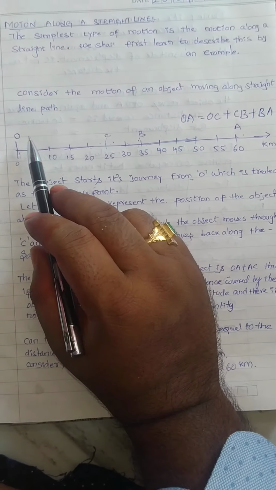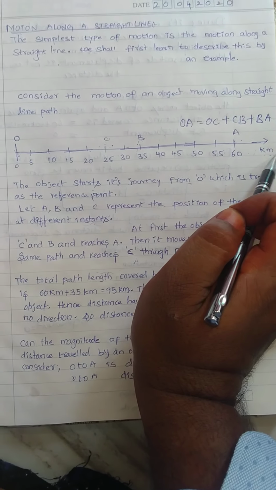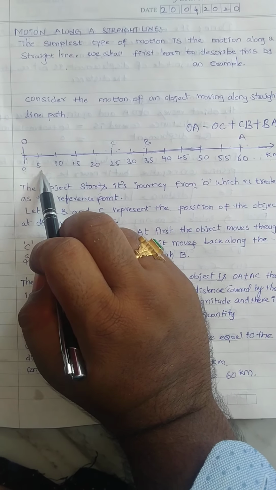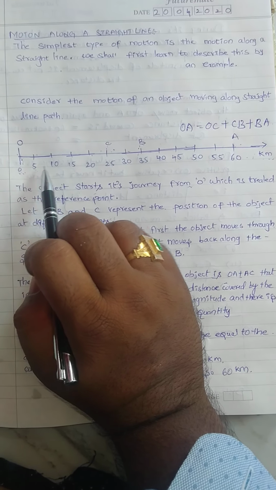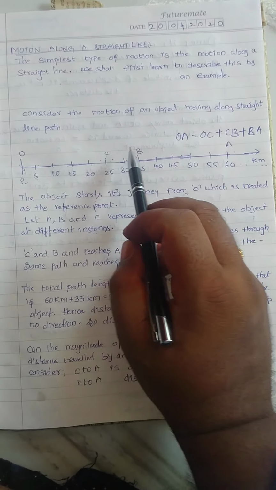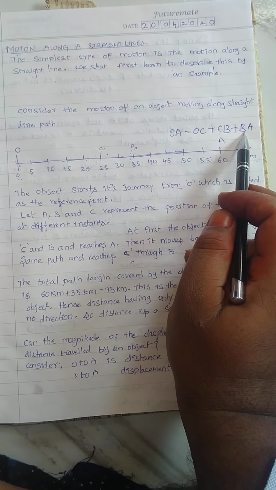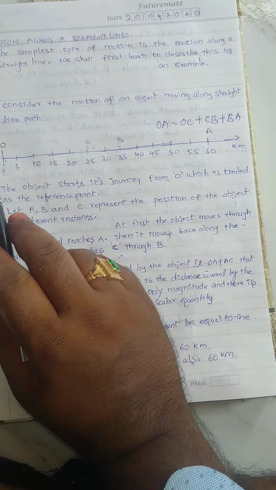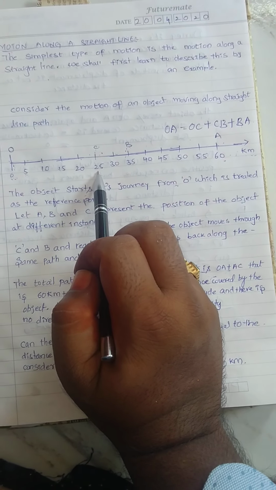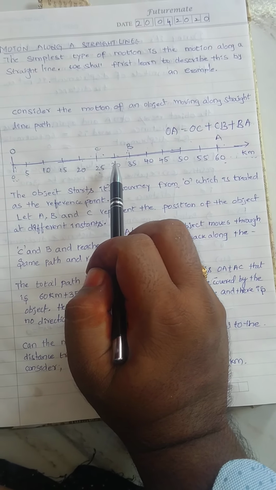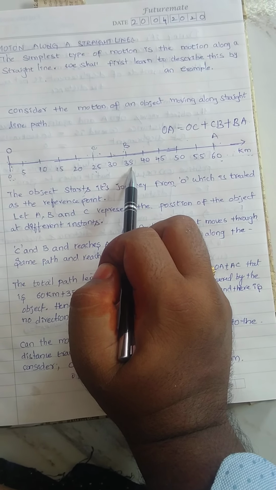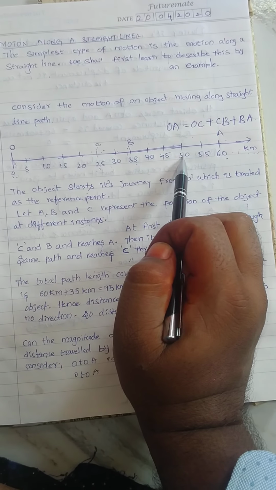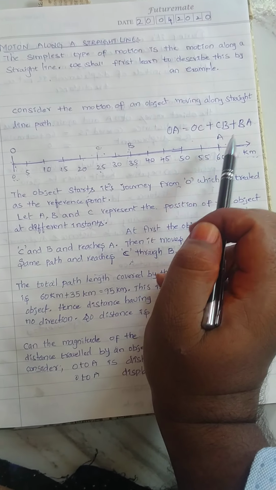See, from here to here it is 60 kilometers. It is in kilometers because for each interval there is a variation of 5 kilometers: 0 to 5, 5 to 10, 10 to 15, 15 to 20, like that. So OA equals OC plus CB plus BA, hence OA equals 60. OC is 5, 10, 15, 20, 25, so OC is 25. Then CB is 10, so 25 plus 10 is 35. Again you can see 5, 10, 15, 20, 25, plus 25.